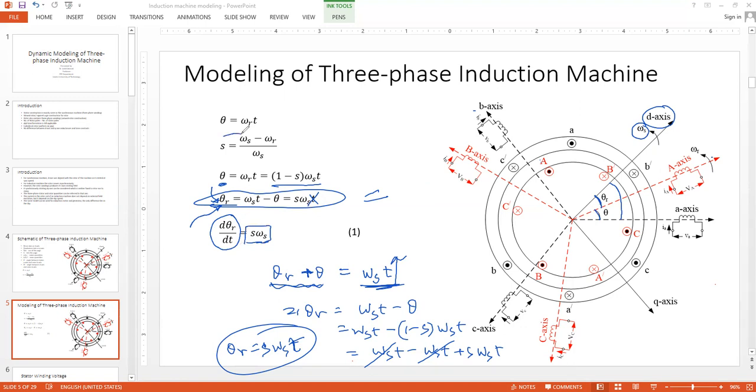And if you use this relationship, you can also continue a little bit further by replacing this with this, right? So d theta r by dt can be calculated from this, that is s omega S would be the result. And if you replace s omega S from here, you multiply it and bring it to the other side, you simply have omega S minus omega R. So either you can write d theta over dt is omega S minus omega R, or you can also write s omega S.